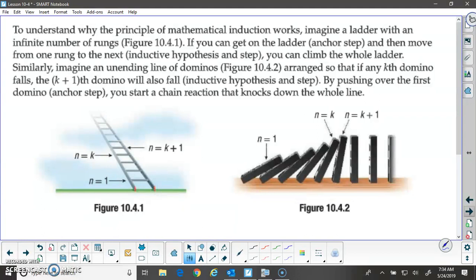Similarly, imagine an unending line of dominoes, like you can see on the right, arranged so that if any of the nth domino falls, the nth plus 1 domino will also fall. And so by pushing over the first domino, you start a chain reaction that knocks down the entire line.